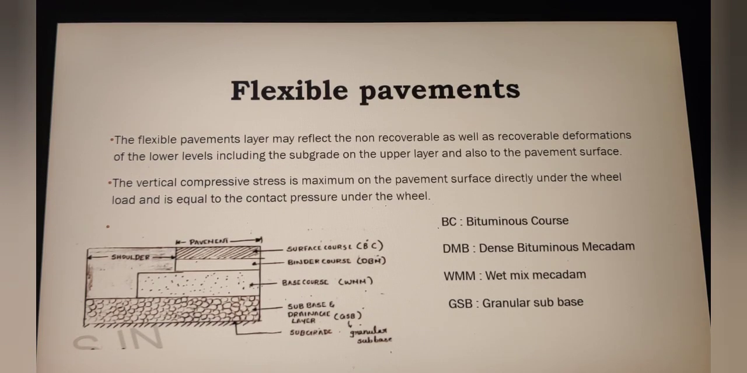Here you can see the materials used in these different courses. Surface course is mainly bituminous course. Below that you have binder course in certain cases. Binder course is mainly dense bituminous macadam, and the base course is sometimes made up of wet mix macadam, or in certain cases you'll have water bound macadam. And the lowest layer is the GSB, granular subbase layer, and below the subbase course you have the subgrade soil.